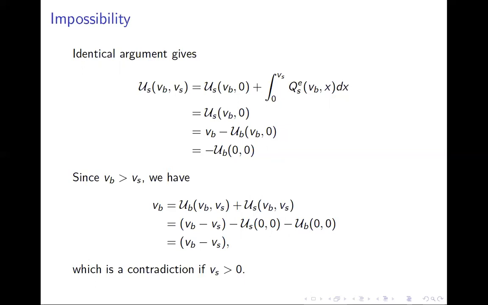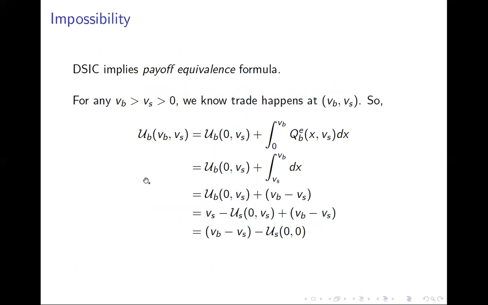Okay, so we can never satisfy this payoff equivalence and DSIC, budget balance, and efficiency in these kinds of environments. Because if we satisfy them, then for some vB greater than vS greater than 0 at such profiles, we immediately get a contradiction.